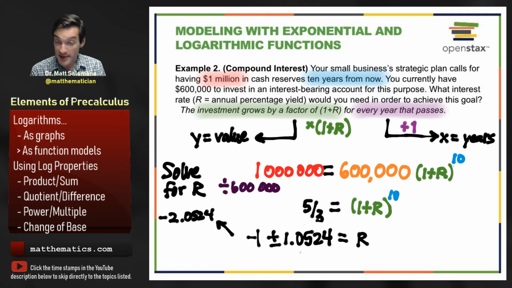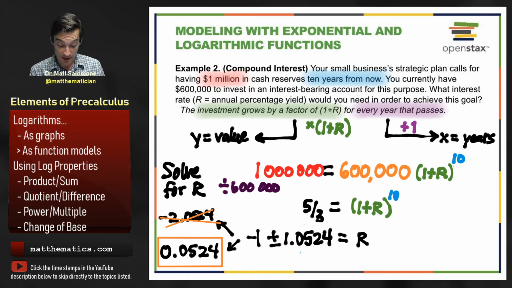So that doesn't seem to make any sense as an interest rate. As an annual percentage yield, that makes no sense at all. So for the mathematics, it's a viable answer, but for the context of this problem, it's nonsense. So we're just going to forget that that answer exists. And it must be the other answer, -1 plus 1.0524, otherwise known as 0.0524. That's the answer that does make sense in my context.